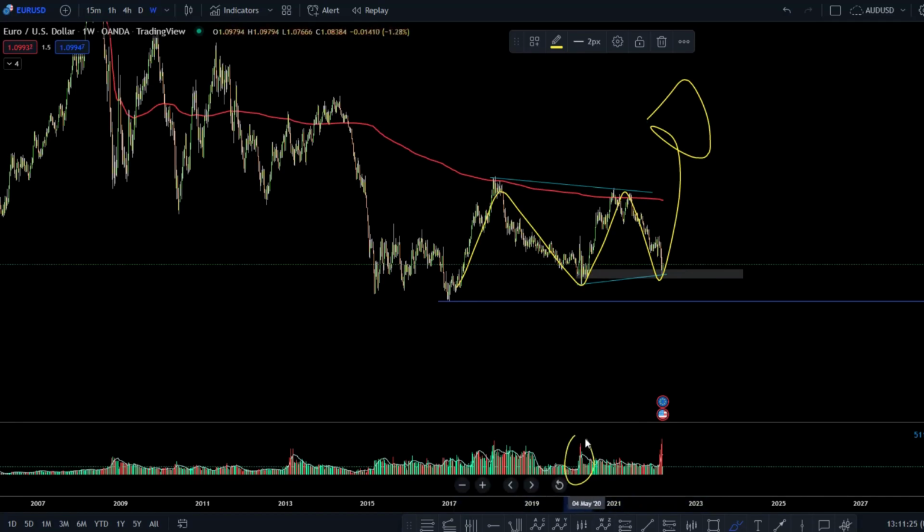I look at the volume. Volume is really spiking in this area. So it's a key area. It's an area of interest where price can react and move from, right? So this is my analysis.